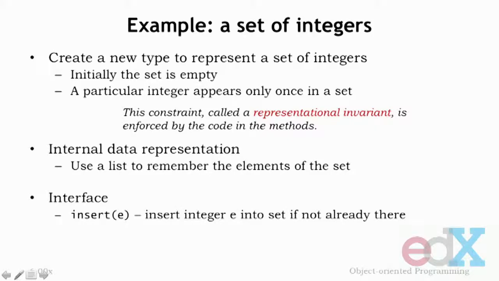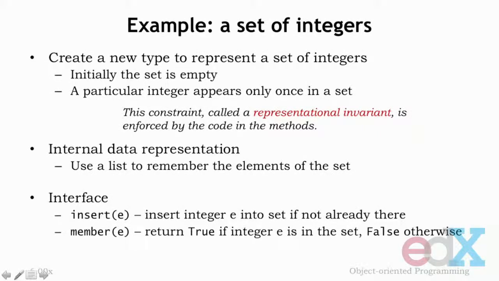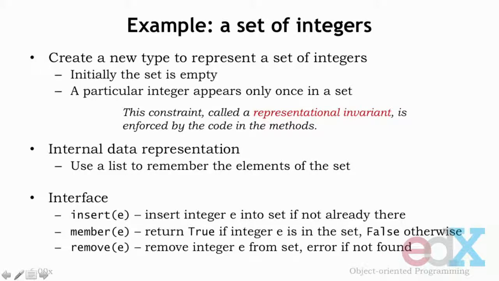We're going to define three interface methods. The first one is insert, and it inserts an integer e into the set if it's not already there. If you try to insert it again, we're going to have the code implement the representational invariant above, and it will just return without doing anything. We can test if a particular integer is a member of the set, so this is a Boolean method that returns true if the integer is in the set and false otherwise. And finally, we can ask to remove an element from the set.